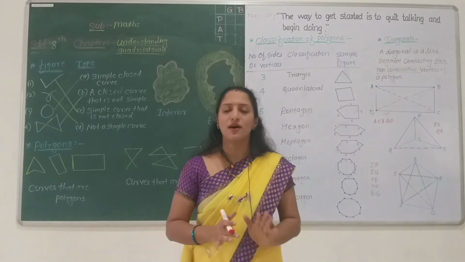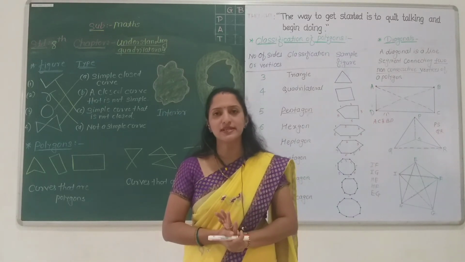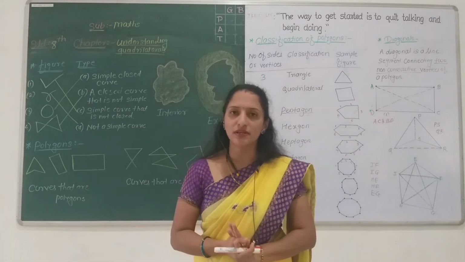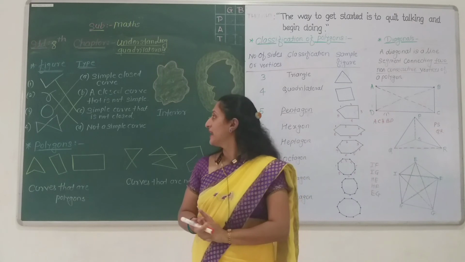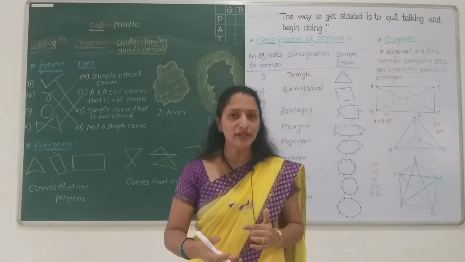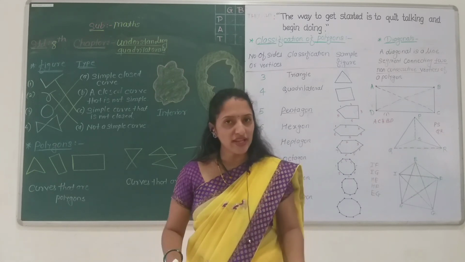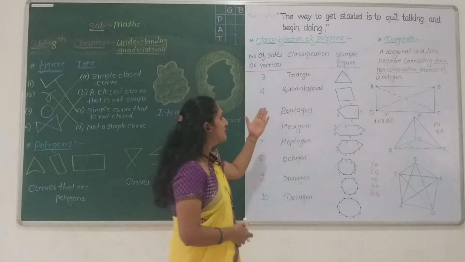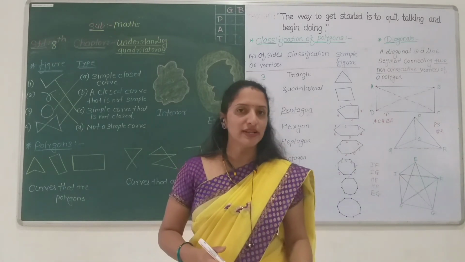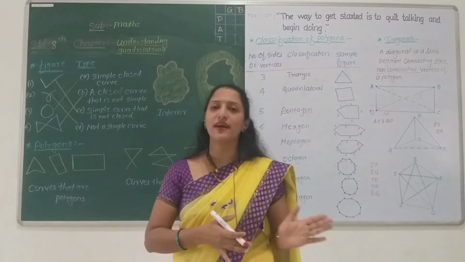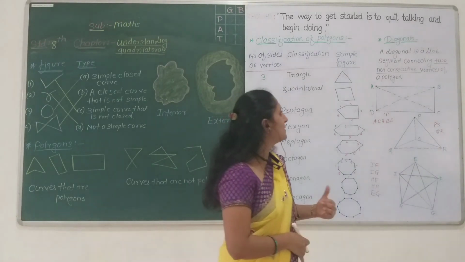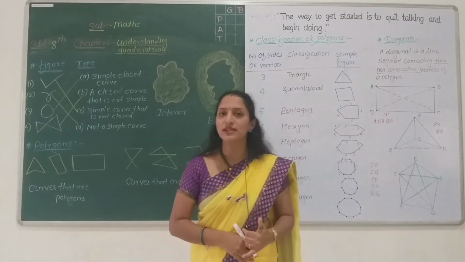Okay students, up to this all of you understood all this concept. First one is what? Closed curve. Okay, open curve. Then polygons. Interior part, exterior part. Interior part has a boundary. Exterior part does not have any boundary. Right? Then classification of polygons according to number of sides and vertices. Polygons are classified into different categories. The last concept is diagonals.